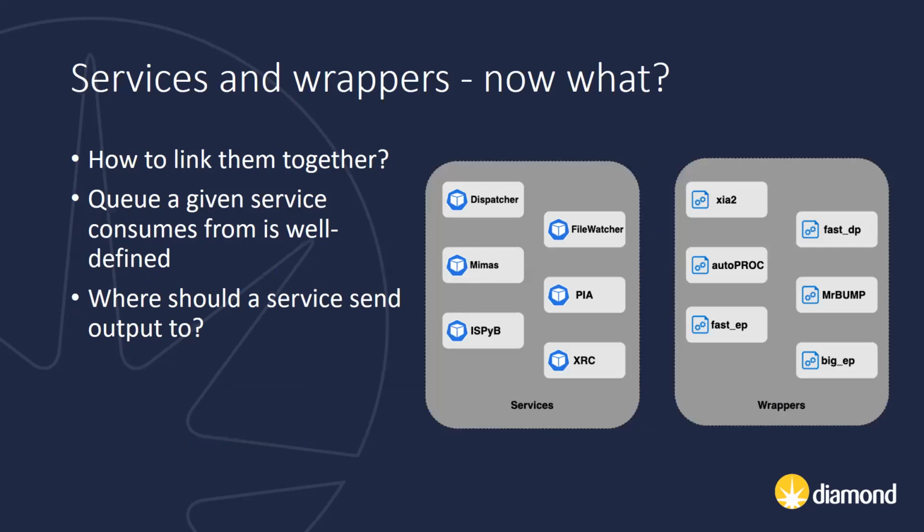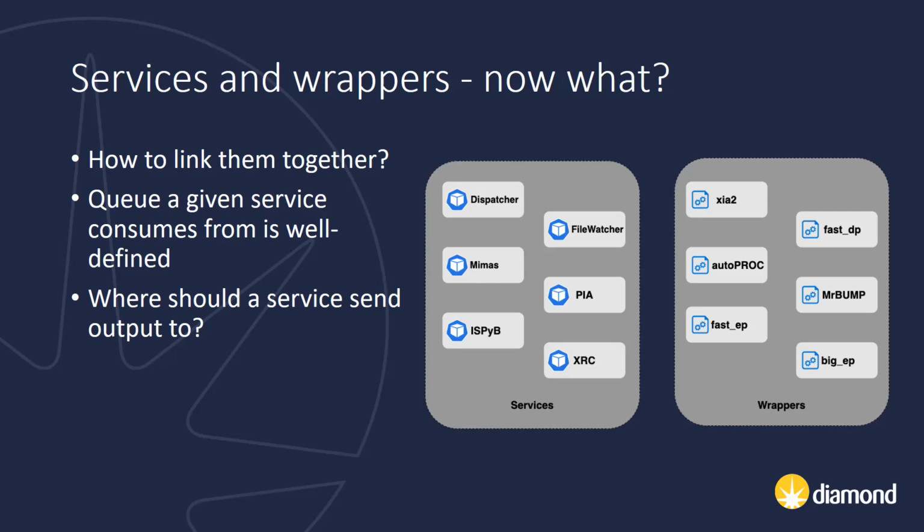Okay, so we've got services and wrappers, and we've got a bunch of different services and wrappers for different programs. How do we link them together? The particular queue a given service consumes from is relatively well defined. Most services that we have consume from a single queue. Some of them might consume from more than one queue, but it's usually a limited set. But then when we want to send onward messages to other components, how do we do that?